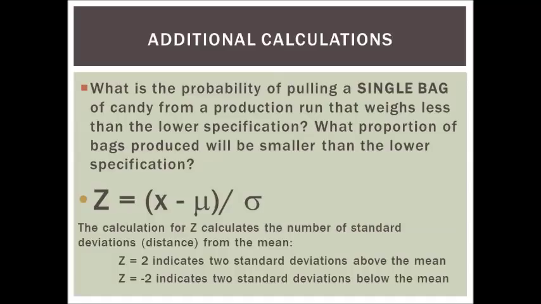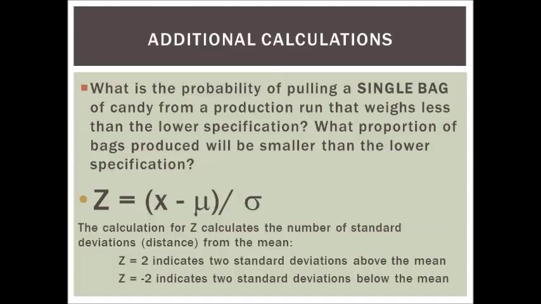So here's the question. The question at the top says, what is the probability of pulling a single bag of candy from a production run that weighs less than the lower specification? Or what proportion of bags produced will be smaller than the lower specification? Now, the reason that I ask these two questions is because these two questions actually ask the same thing. So I can ask a question on an exam and use either of these wordings, and you will know that you're going to need to solve this question the same way. So, I'm not necessarily on the exam going to write the question both ways. I'll pick one of the two ways to be able to write the question on the exam.